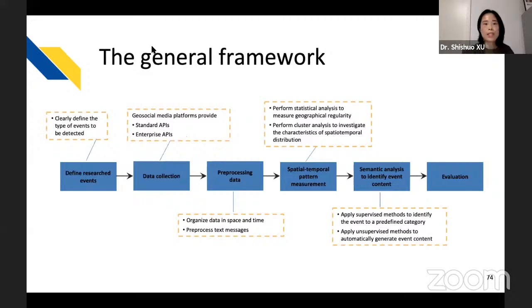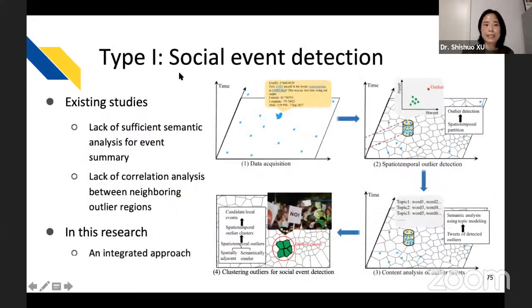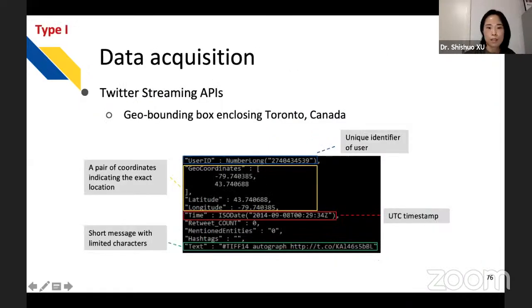So for the first type, social event detection, I mainly detect the social events using the Twitter data from the spatial, temporal, and thematic perspectives. The Twitter data were collected through their provided streaming APIs, and they were collected in Toronto, Canada.